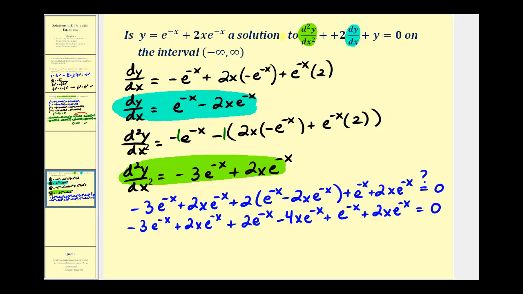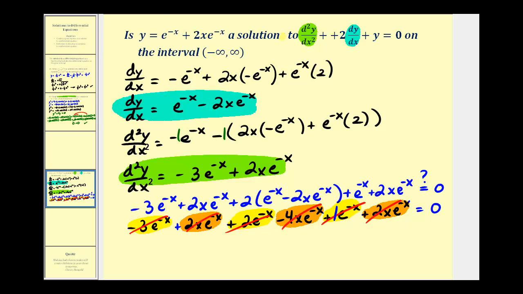Now let's identify the like terms. Here's an e to the negative x, as well as here and here. Looking at the coefficients, we have negative 3, plus 2, and then plus 1. Therefore, these terms sum to 0. Notice the three remaining terms are also like terms. They each contain a factor of x e to the negative x, here, here, and here. Notice if we add this first term with this third term here, we're going to have 4x e to the negative x minus 4x e to the negative x, again, would be 0.